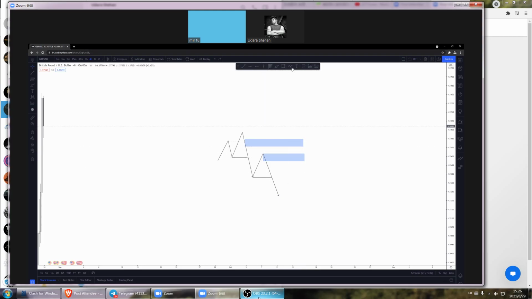Then price might come back up and give a good reaction like this. Once it gives a good reaction, more and more people would enter the market, because why? Price went back up and gave a good reaction after it mitigated this order block. And what are they doing? They're engineering liquidity. They're inducing people to do the wrong thing. And then some might even see this as a trend line.